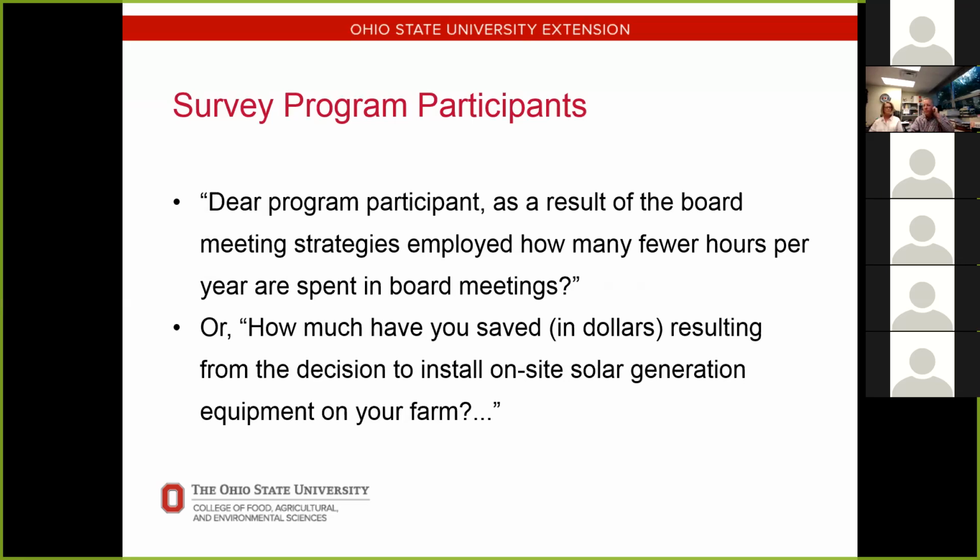Another colleague you may know, Eric Romick from Ohio, is very focused on energy education. He's asked the question you see on the screen: for example, how much have you saved in dollars resulting from the decision to install on-site solar generation equipment on your farm? That's one of the outcomes of the programming effort Eric leads. So asking participants flat out what the impact of the effort is, that's one tool.